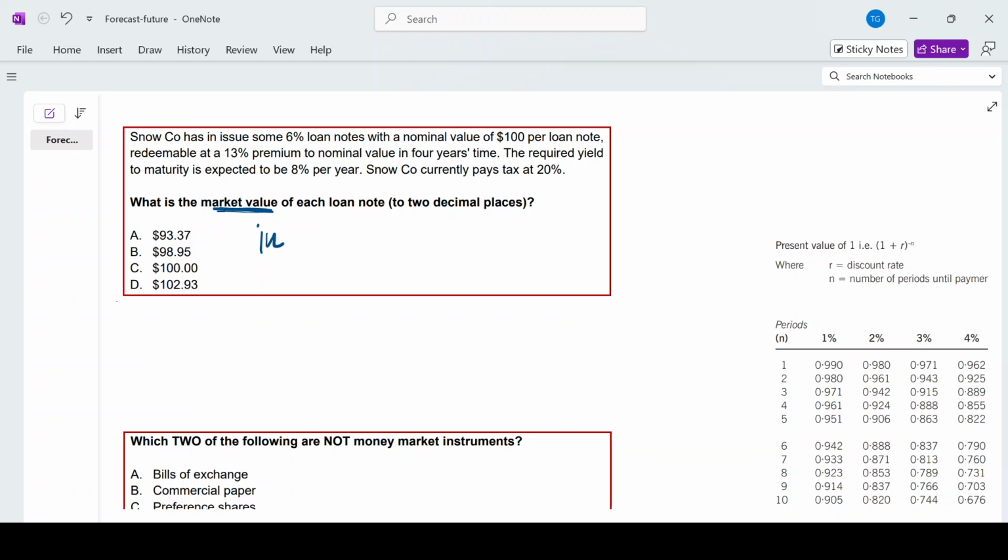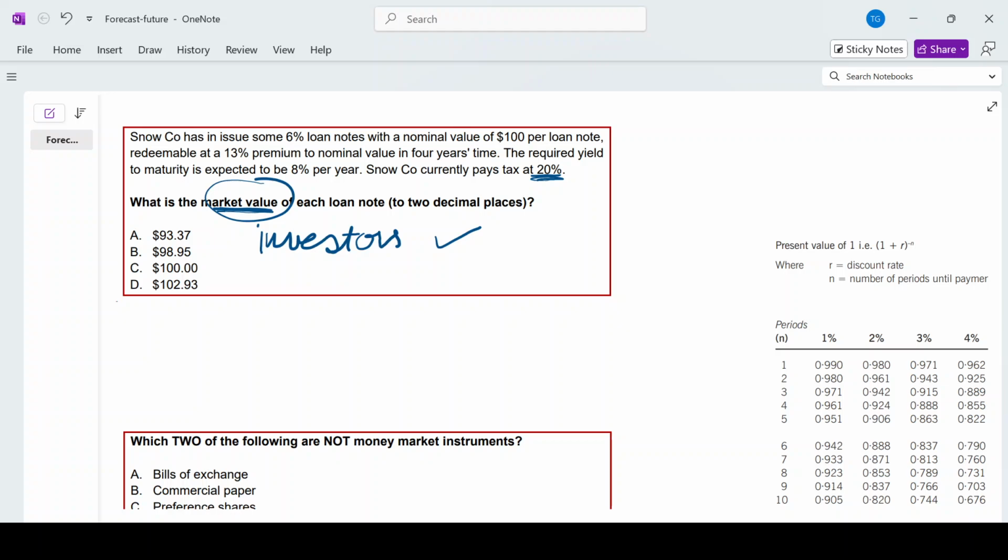Market value, who trades and buys and sells in the market? It's the investors. Is it the company who gets the tax benefit or the investors? It's the company, right? So the tax rate has nothing to do with the investors, hence it has nothing to do with the market value. The only mistake that students usually make is that they would subtract the tax from the interest part, this 6% interest that they get.